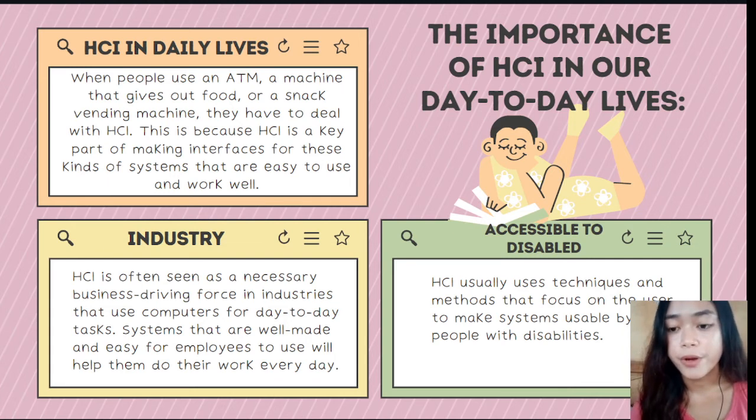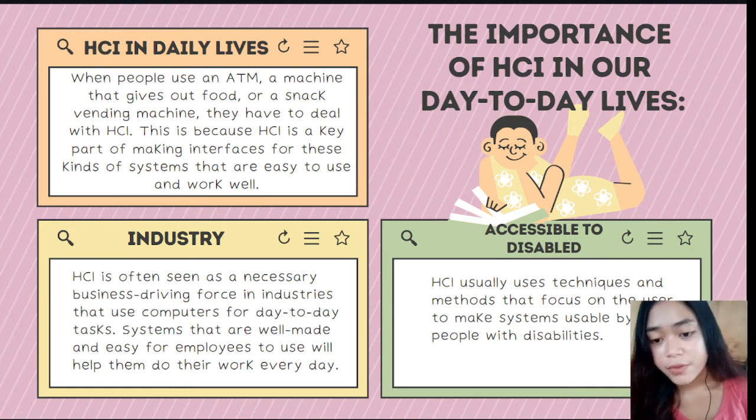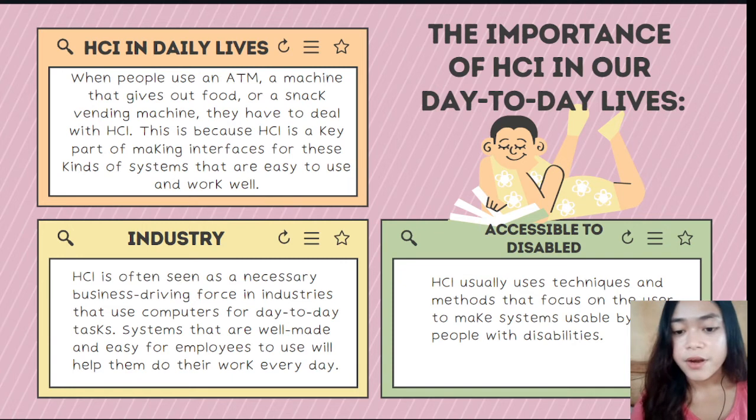In industry, HCI is often seen as a necessary business driving force in industries that use computers for day-to-day tasks. Systems that are well made and easy for employees to use will help them do their work every day.